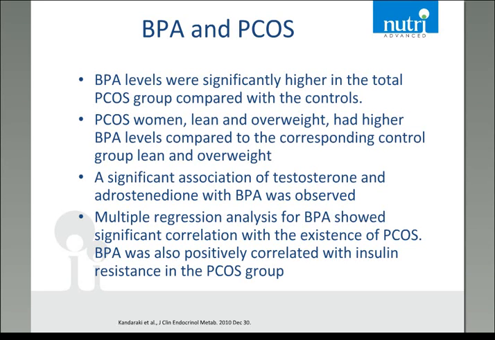Now, what we don't know at this stage is whether the BPA was the driver of PCOS or whether there is a different involvement with regards to things like liver detoxification in clients with polycystic ovarian syndrome, which is preventing the detoxification of these excess chemicals.